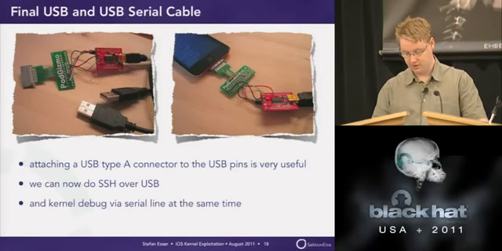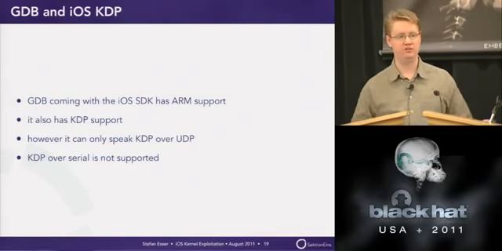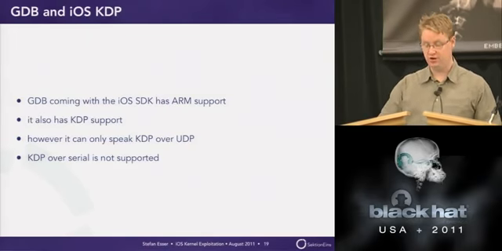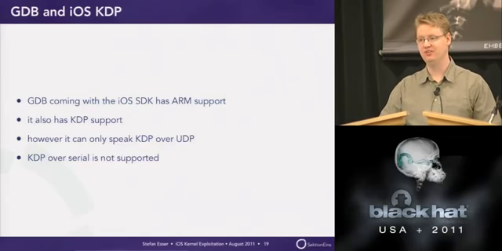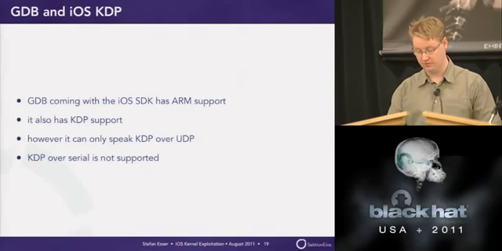So your next problem is now you have this cable and you can plug it in, but you don't know how to speak with it. The nice thing is Apple ships a GDB in the iOS SDK, with ARM support and KDP support. Well, they could remove that at least. But you can still use the old version then. However, it only speaks KDP over UDP, and over serial is not supported by default. At least I don't know of it.